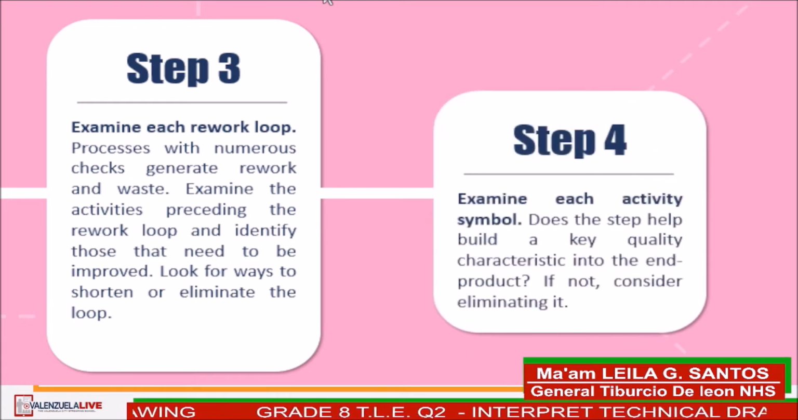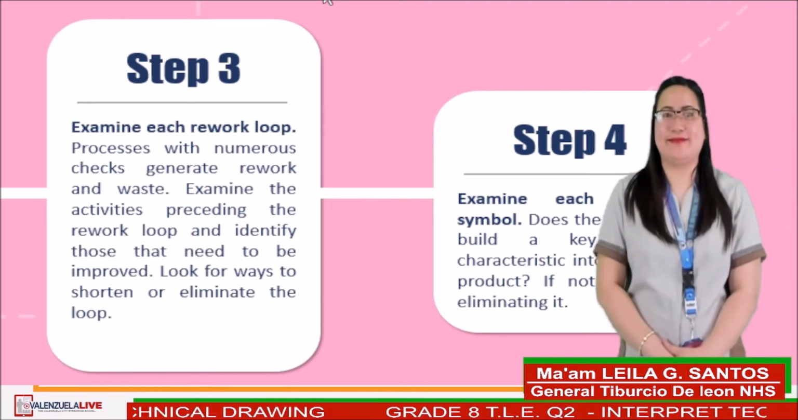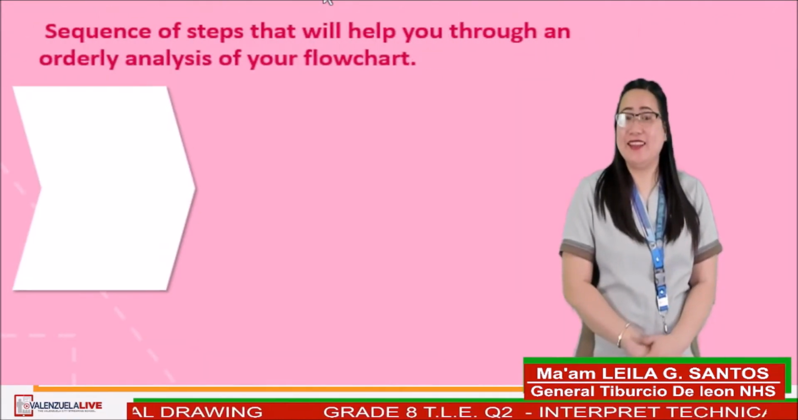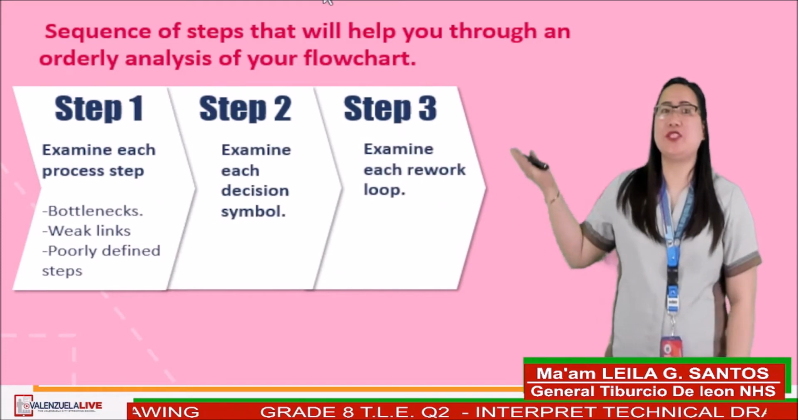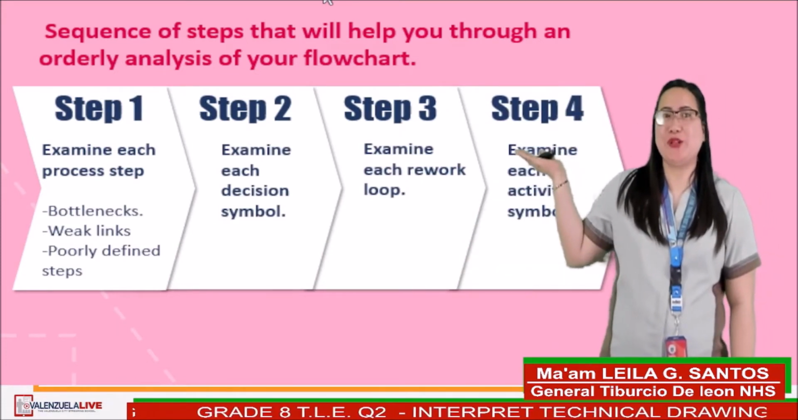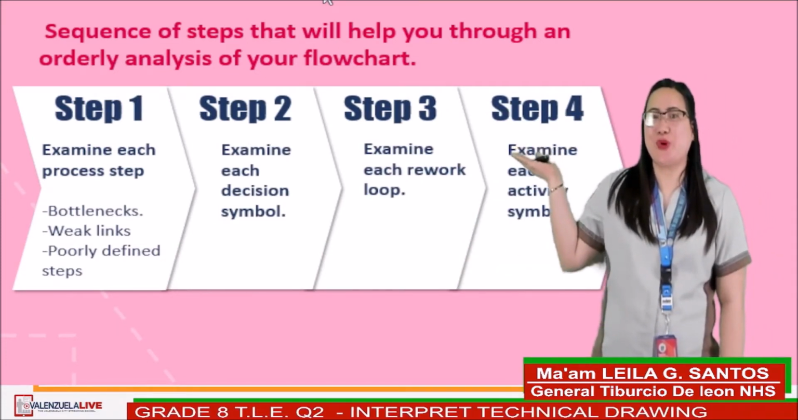Step 4. Examine each activity symbol. Does the step help build a key quality characteristic into the end product? If not, consider eliminating it. Again, these are the sequence of steps that will help you through an orderly analysis of your flowchart.